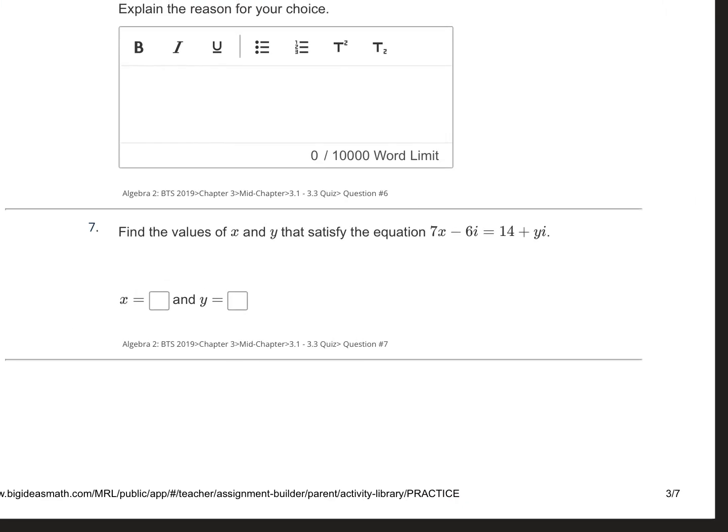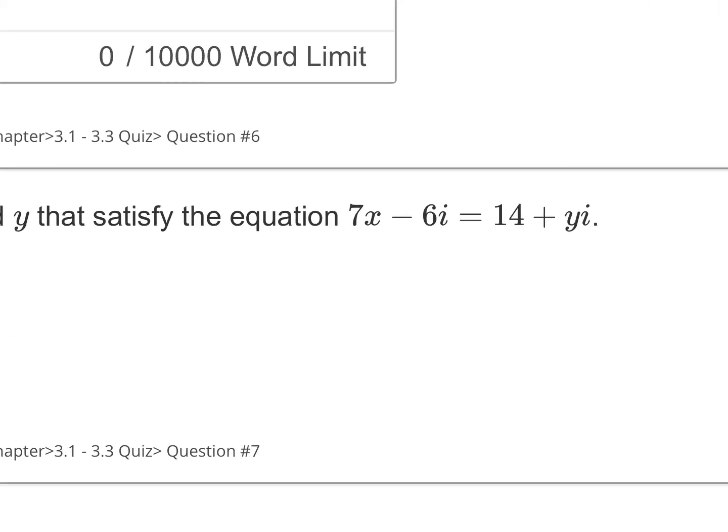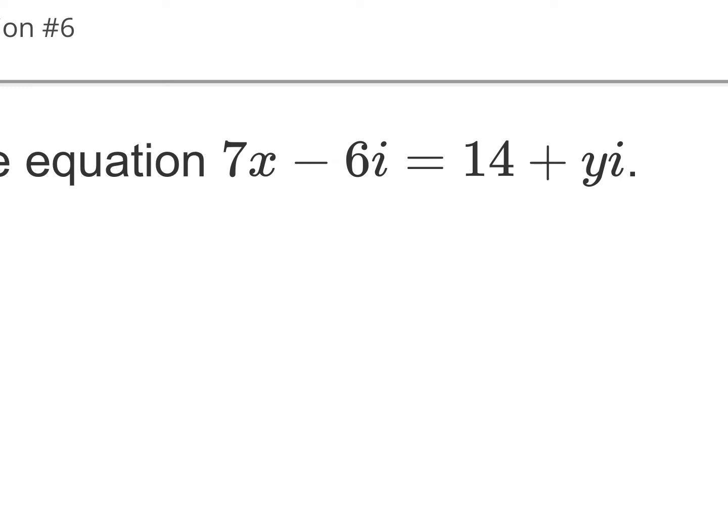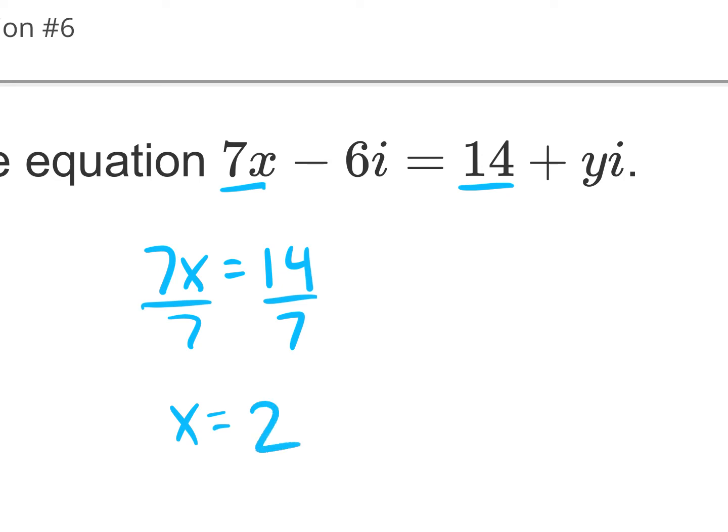So 7 says find the value of x and y that satisfies the equation. What do I need to do here? So I set the real ones equal to each other. So 7x is equal to 14. And then how could I solve for x? Divide by 7. So what does x equal? Awesome. X equals 2.